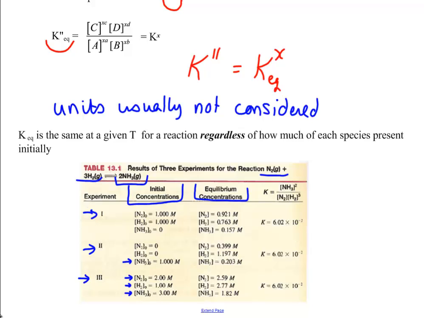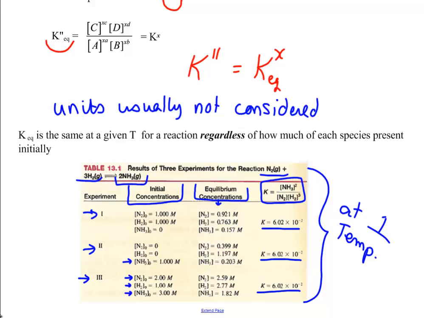It doesn't give us a whole lot of information, but if we use these equilibrium concentrations and put them in the equilibrium expression, we'll find the value for the equilibrium constant is the same for reaction 1, reaction 2, and reaction 3. So it doesn't matter what the initial concentrations are. At one temperature value, this is always going to be the case when we reach equilibrium.